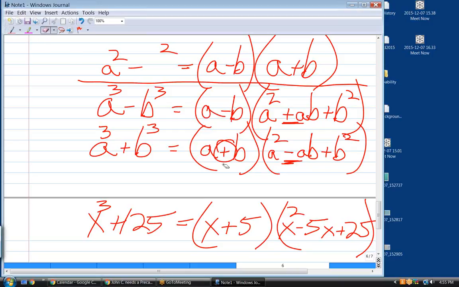And each one of them starts out with a linear factor. All three of these are linear.